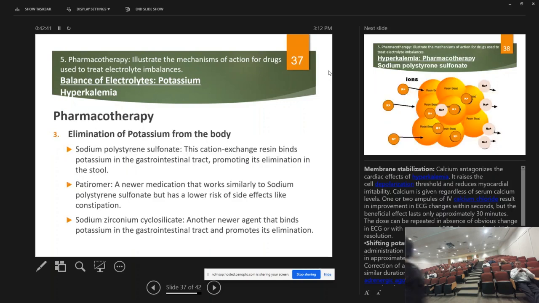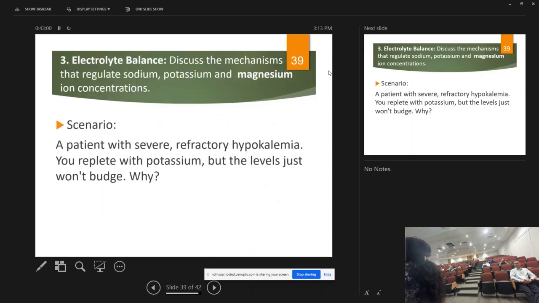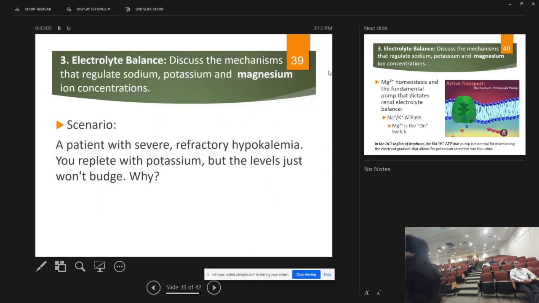We also need to eliminate potassium from the body, right? These are the drugs that you will learn. The way it happens is you provide a resin, and these resins bind your potassium, and then the potassium is excreted. That's how you remove the potassium from your serum. Last but not least, we have a scenario: a patient with severe hypokalemia, and you are giving the patient potassium, but the levels are not changing. Why?